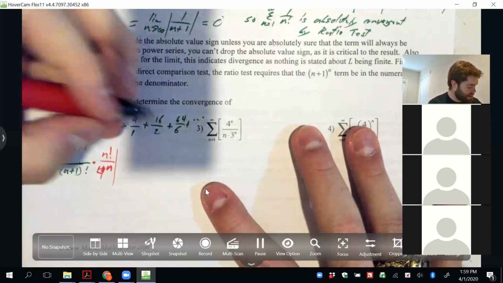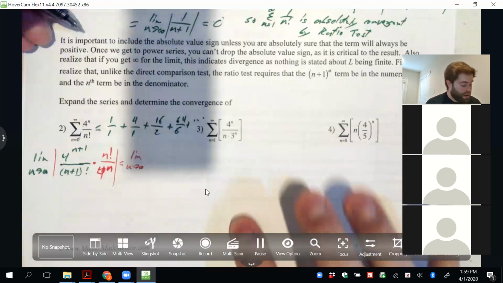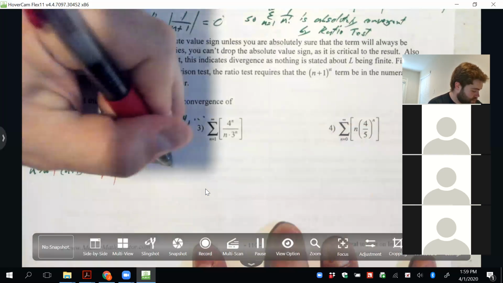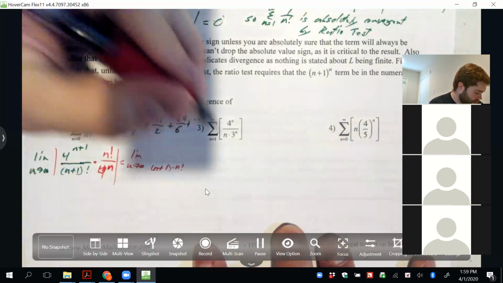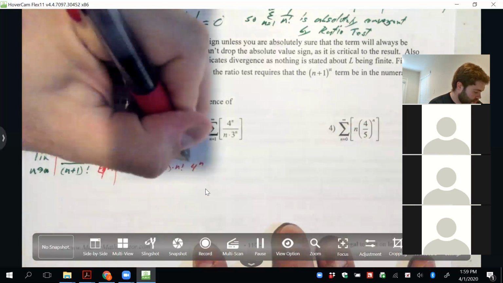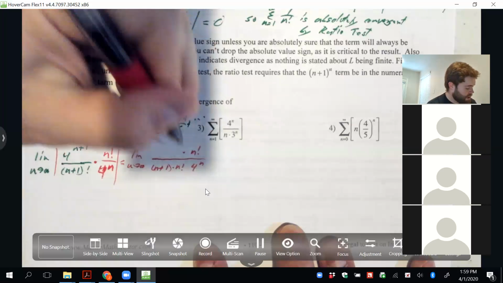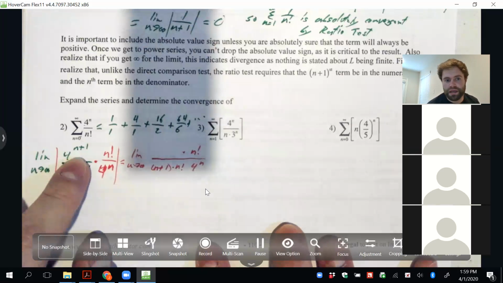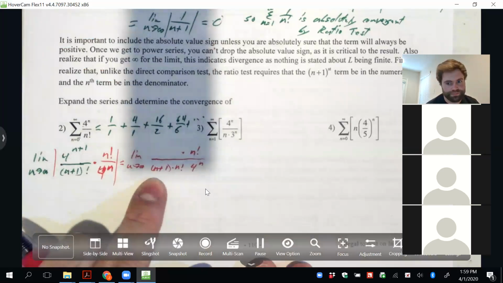Just like last time, limit as n approaches infinity. This n plus 1 factorial, I'm going to split it up to have n plus 1 times n factorial. We also have 4 to the n power on bottom, and n factorial on top. Okay, we have 4 to the n plus 1. Can we split that up in any similar way to how I split up the n plus 1 factorial?